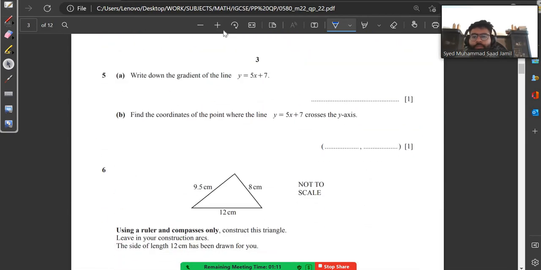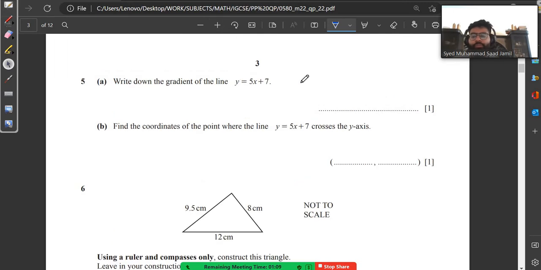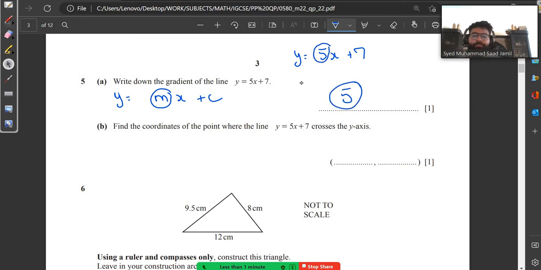No, sir. Moving on to our next question, it says write down the gradient of the line y equals 5x plus 7. Look, the equation of a line is very simple. y equals mx plus c. Whatever number you have with x is your gradient. So in this question it says y equals 5x plus 7. So with x you can see 5. So it means that the gradient is 5.